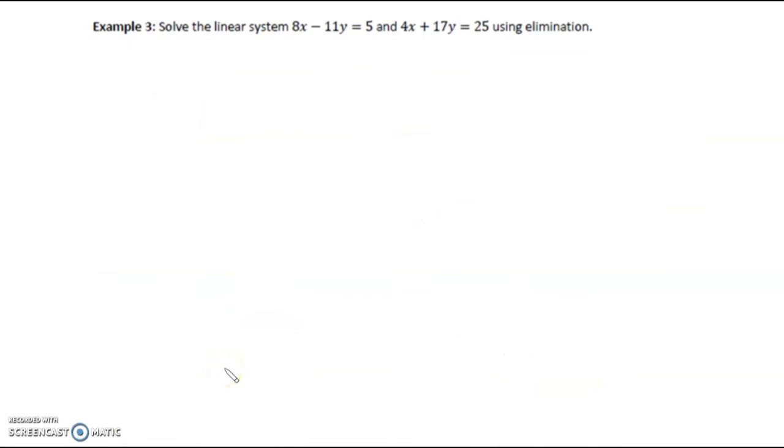Okay, example 4, solve the linear system. It gives us two equations using elimination. So this is the exact same thing. All we have to do is stack the equations ourselves. So I'm going to get a new color.